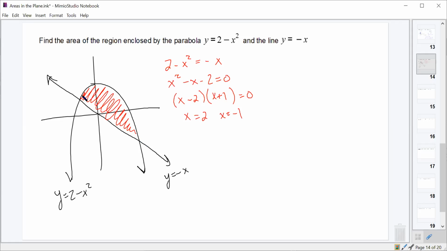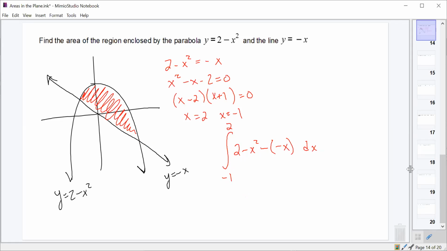And on the entire interval, right, one function is always above the other one. So we should be able to write this out as an integral from negative 1 to 2 of the upper function, which is our parabola, minus our lower function, which is the linear one. Everybody feel good about that? Yep. Great. All right, so let's integrate.